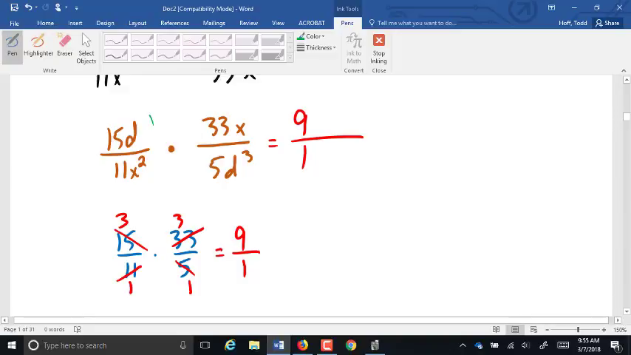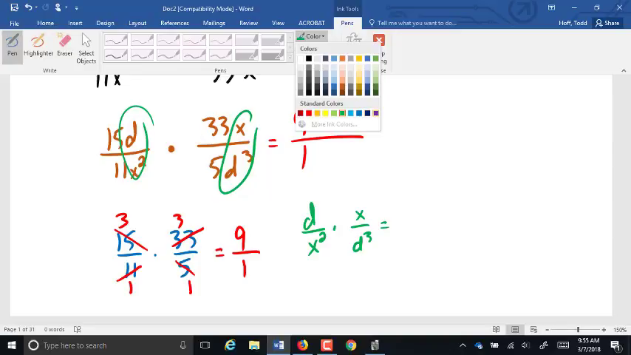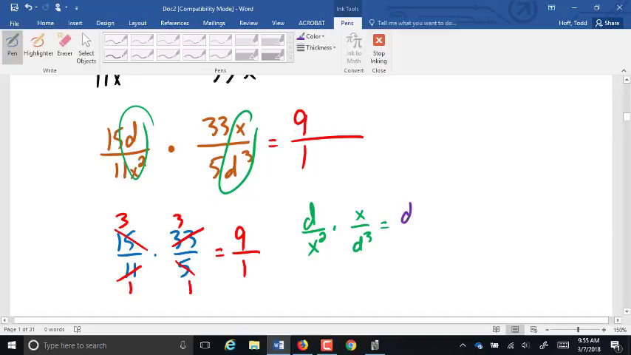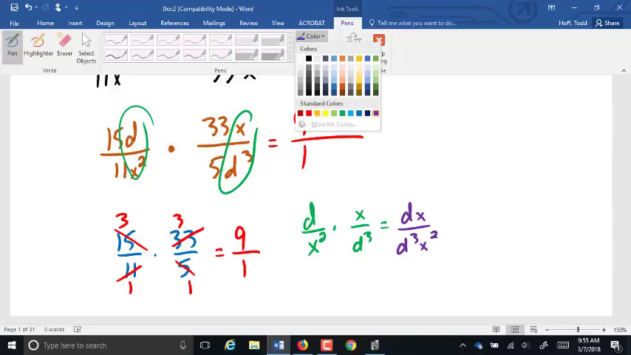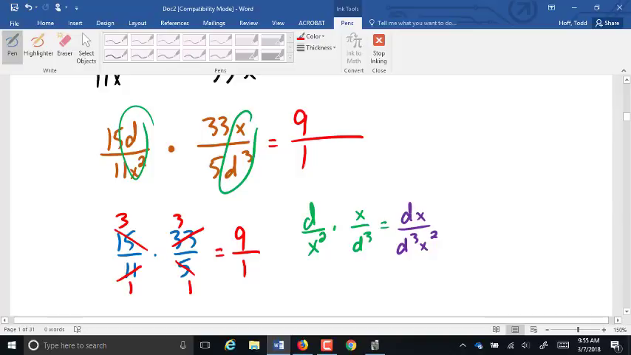Now I've got my fractions. I've got d over x squared, or my variables. I've got d over x squared, and I've got x over d cubed. Multiply those out. D times x is just going to be dx. X squared times d to the third is d to the third x squared. In my solution, where does the d go? Bottom, power of 2. The bigger power was the 3 on bottom. 3 minus 1 is 2.